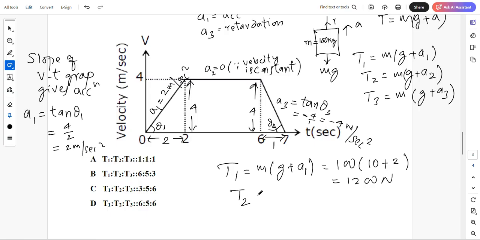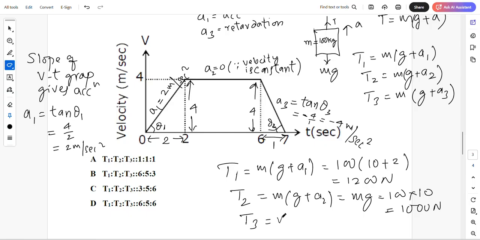How much is T2? T2 is what? m into g plus a2. How much is a2? 0. Therefore, m into g. 100 into g is how much? That is equal to 1000 Newton.